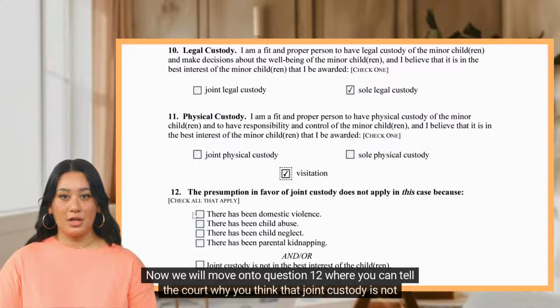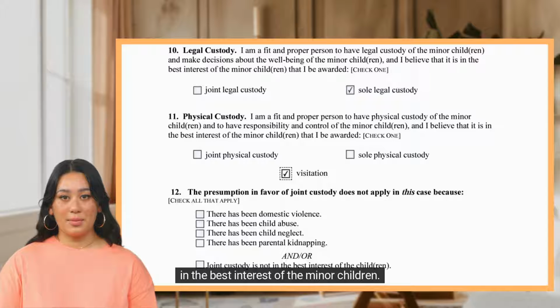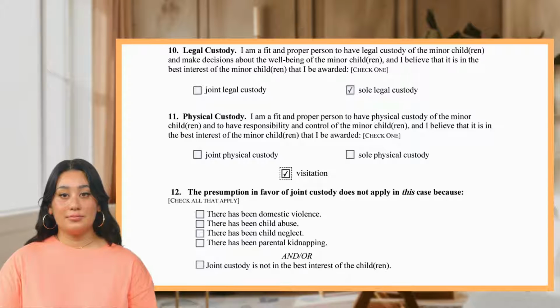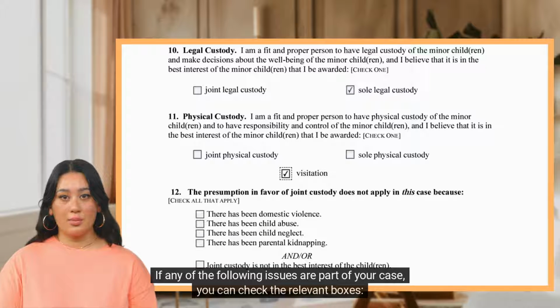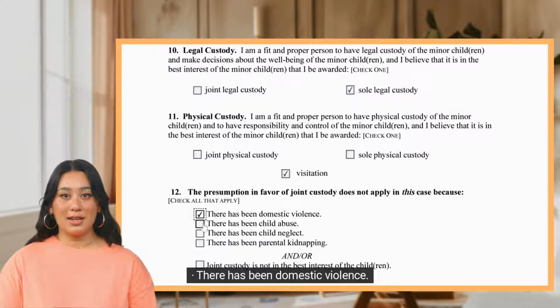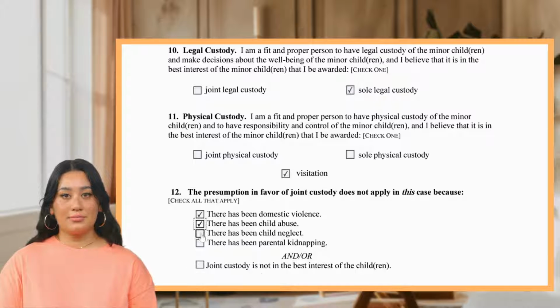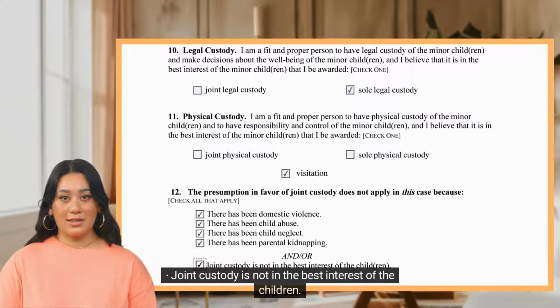Now we will move on to question 12, where you can tell the court why you think that joint custody is not in the best interest of the minor children. If any of the following issues are part of your case, you can check the relevant boxes. There has been domestic violence. There has been child abuse. There has been child neglect. There has been parental kidnapping. And/or joint custody is not in the best interest of the children.